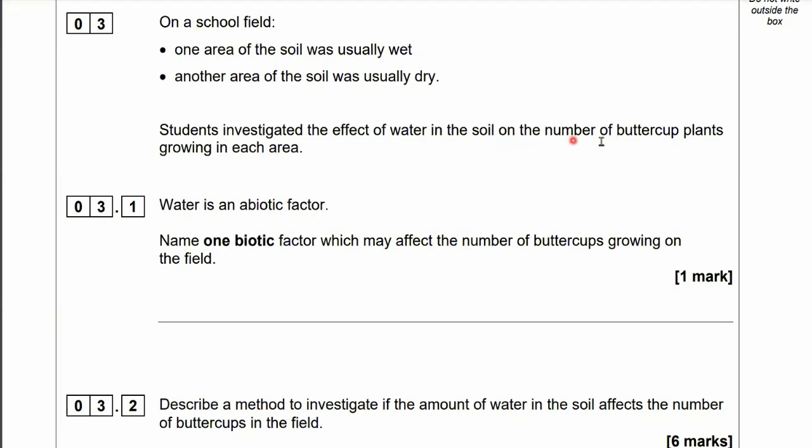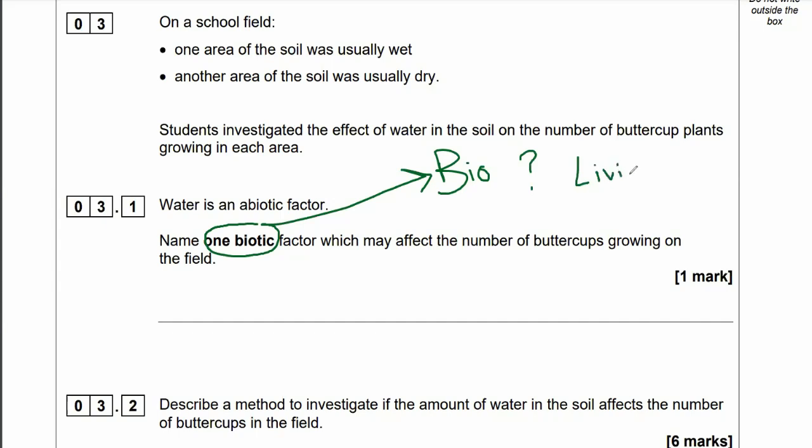So, here in this question 3.1, we're told that water is an abiotic factor, and we're asked to name one biotic factor which may affect the number of buttercups growing on a field. And biotic, well, what does that mean? Bio means living. So, we're talking about living factors that can affect populations.